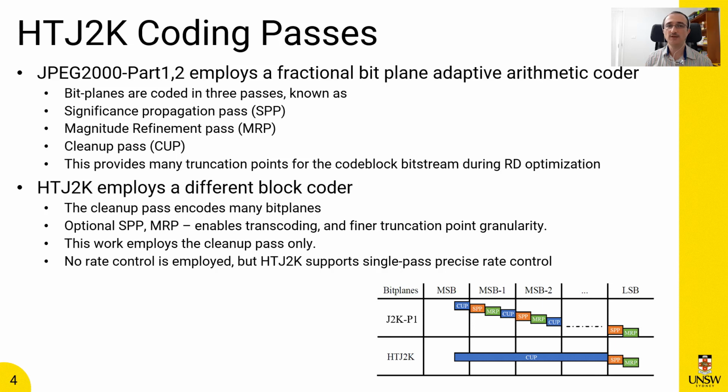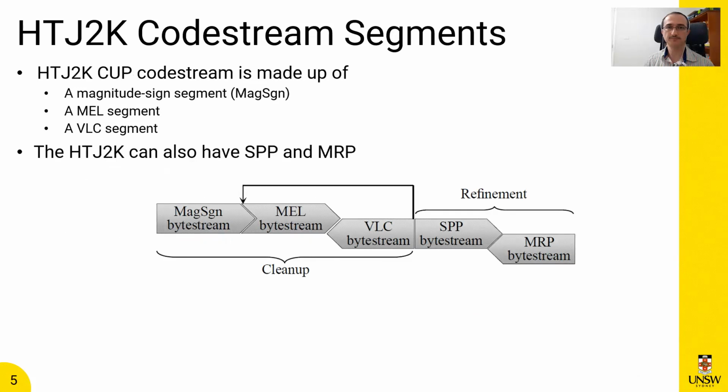In this work, the encoder produces one cleanup pass only. In this case, the encoder directly encodes the data produced by the quantizer. This is similar to how most JPEG encoders operate. The bitstream encoded this way should be very close to optimality in the rate distortion sense, especially at mid and high bit rates. We do not employ any rate control. However, high-throughput JPEG 2000 supports single-pass precise rate control.